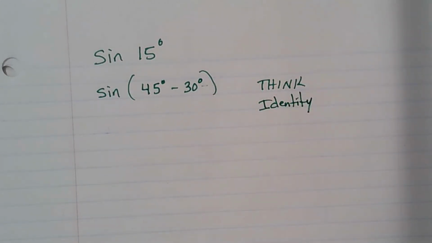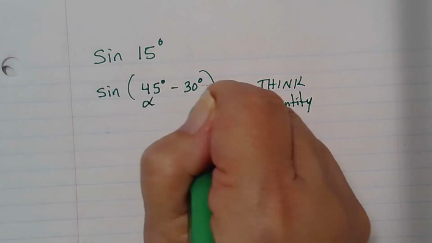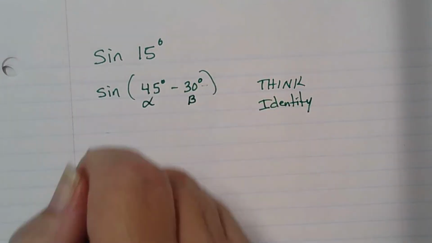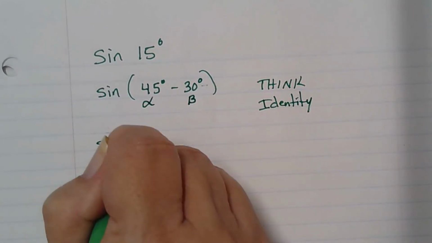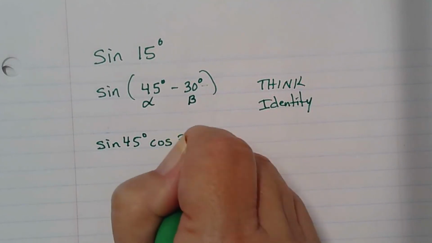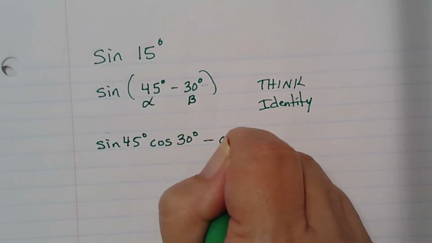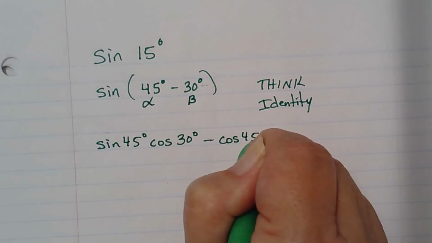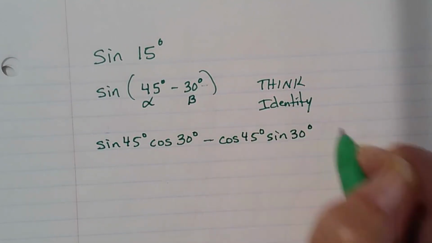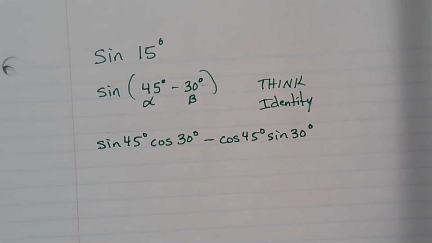And you look for the one that has sine and is doing subtraction. And 45 degrees is your alpha, and 30 degrees is your beta. And so you fill in sine 45 degrees cosine 30 degrees minus cosine 45 degrees sine 30 degrees. And I'm just reading that off of my yellow identity sheet.